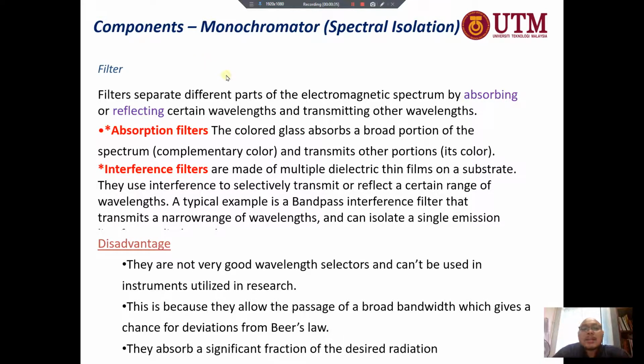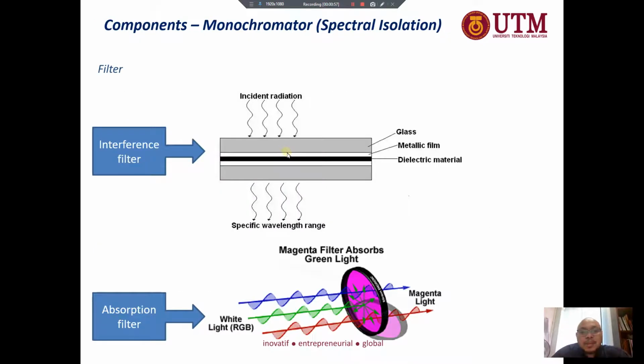I again repeat, the principle behind the filter is absorbing or reflecting the undesired wavelength, and only allowing the desired wavelength. We have two kinds of filter: absorption filter and interference filter. Here are the pictures. If we look at the interference filter, it has a glass, metallic film, dielectric material, and a lot of other things. The principle here is reflecting everything other than our target specific wavelength.